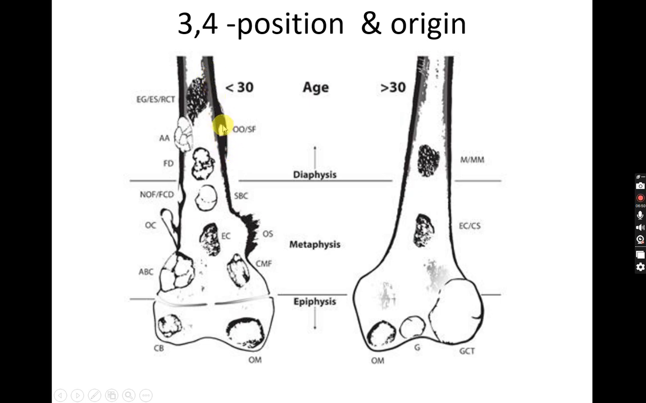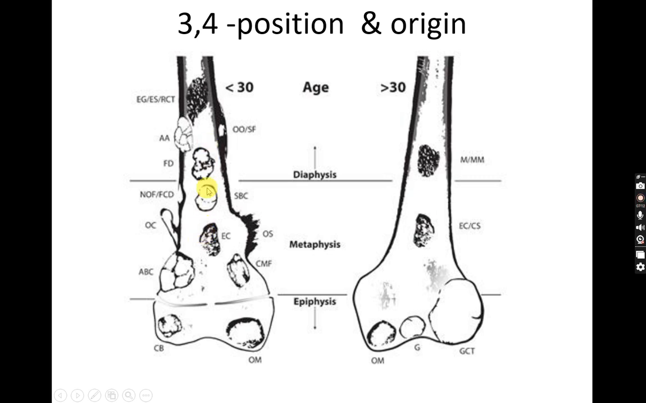In that we have osteoid osteoma, this is the central nidus and peripheral sclerosis. Then we have non-ossifying fibroma and fibrous cortical defect. Then this is the bony outgrowth, osteochondroma. So these are the cortical based lesions: osteoid osteoma, then the non-ossifying fibroma and osteochondroma.